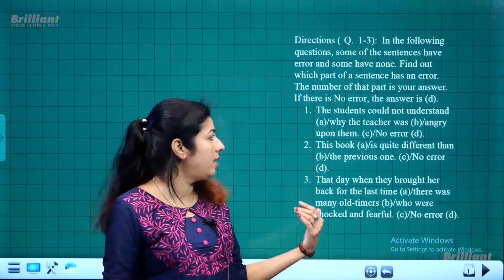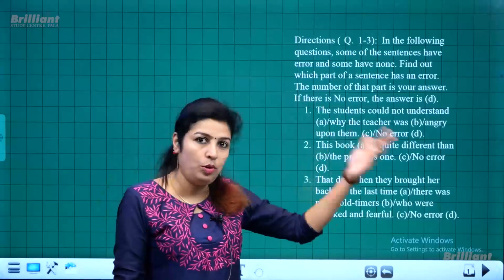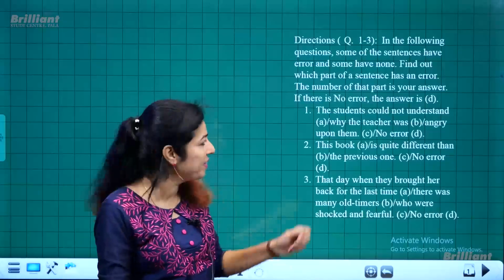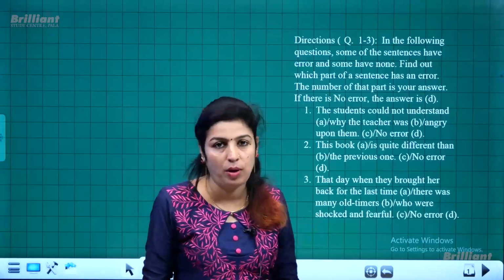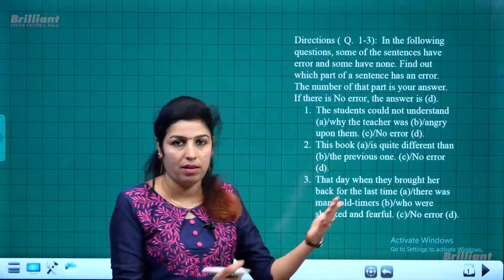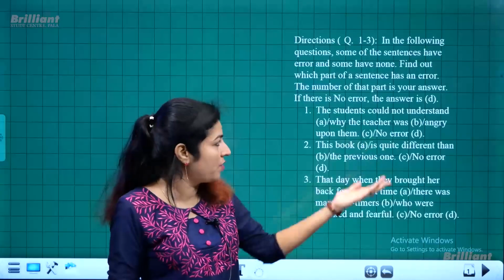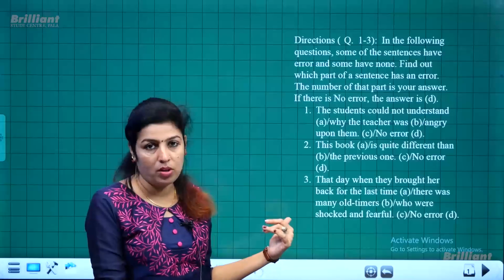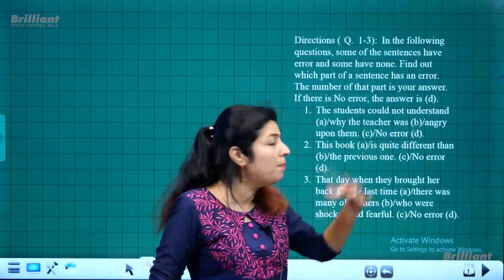So definitely it's visible, right? Of course there is an error and you know where it has gone wrong. When you read the sentence, sometimes automatically things will come to you and you will find out where the part has gone wrong. The students could not understand, that part is of course right, why the teacher was angry upon them. Something is wrong with that last part, angry upon them.